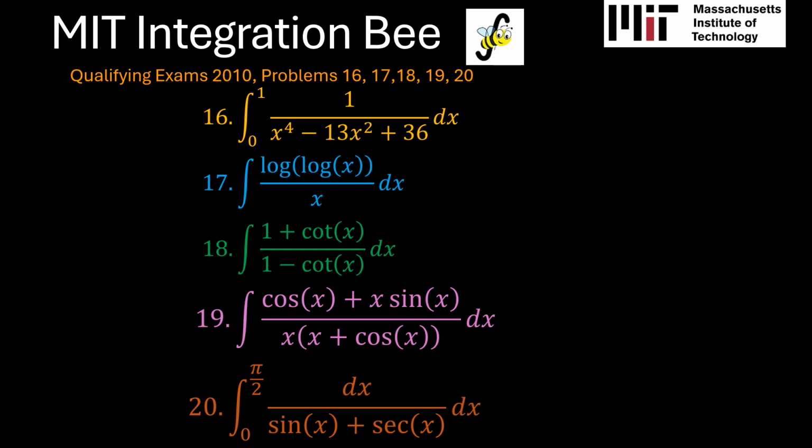So I hope you do stick around and you enjoy following as we try to solve each problem at a time. To problem 16, which is the definite integral from x equals 0 to x equals 1 of 1 over x to the power 4 minus 13x squared plus 36.